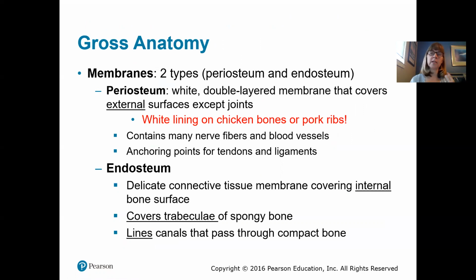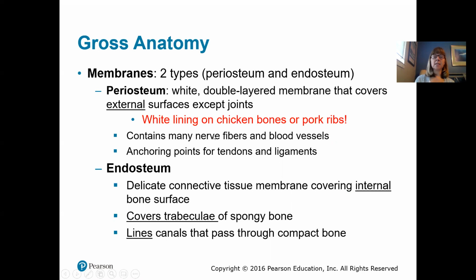So have you ever noticed when you go to eat, whether it's ribs or chicken or something, there's always this white layer on the bones when you're eating them? And what you're looking at is periosteum. So the next time you're eating any type of food that is on a bone, notice that white lining, and what you're looking at is periosteum.